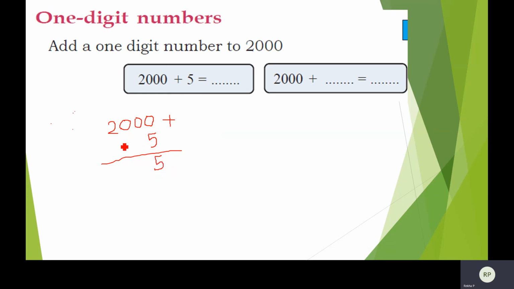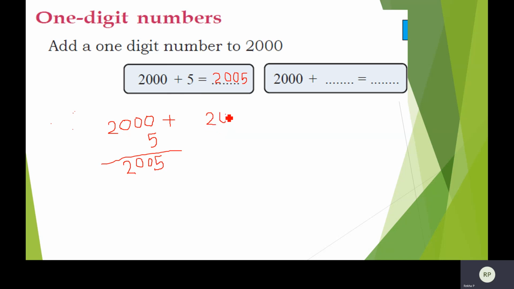And then nothing to be added, so you can bring down this 0 directly to the answer, then the other 0 also and this 2 also. So the answer is 2005. Now you are asked to add any other one digit number in the next question, so we will do some more operations to 2000, any one digit number.